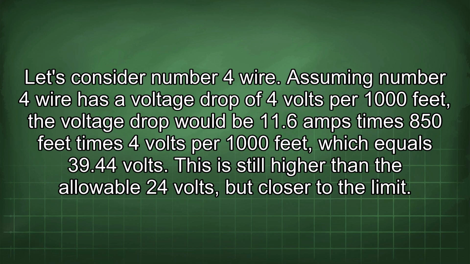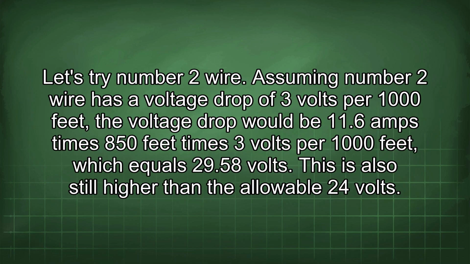Let's consider number 4 wire. Assuming number 4 wire has a voltage drop of 4 volts per 1000 feet, the voltage drop would be 11.6 amps times 850 feet times 4 volts per 1000 feet, which equals 39.44 volts. This is still higher than the allowable 24 volts, but closer to the limit. Let's try number 2 wire. Assuming number 2 wire has a voltage drop of 3 volts per 1000 feet, the voltage drop would be 11.6 amps times 850 feet times 3 volts per 1000 feet, which equals 29.58 volts. This is also still higher than the allowable 24 volts.